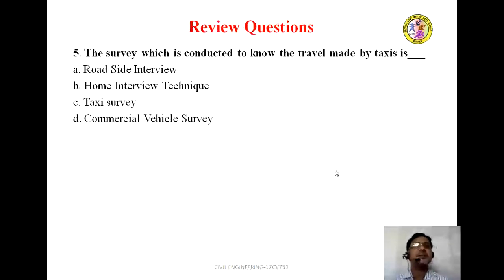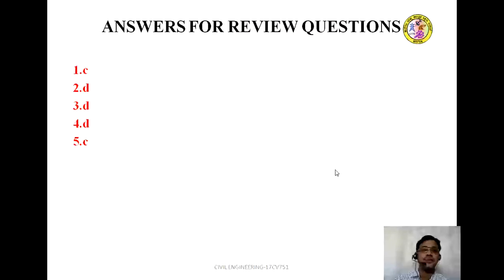Next is the fifth question. The survey which is conducted to know the travel made by taxis is: option A, roadside interview; option B, home interview technique; option C, taxi survey; option D, commercial vehicle survey. As the statement indicates, the travel made by taxis, the correct answer is C: the taxi survey gives the information related to taxis. So these are the correct answers for the review questions.